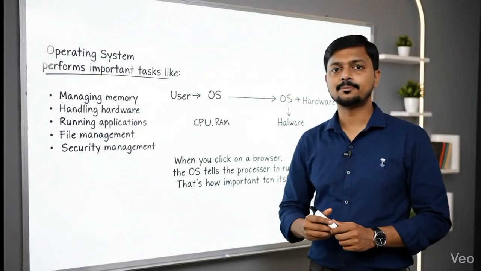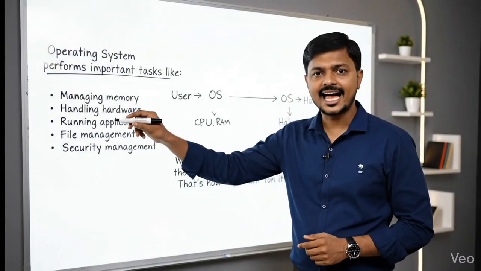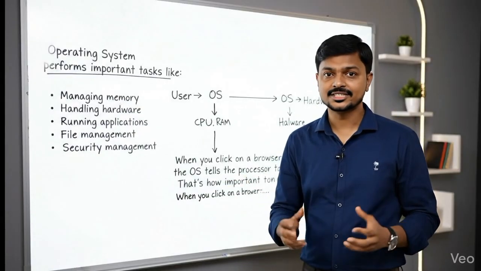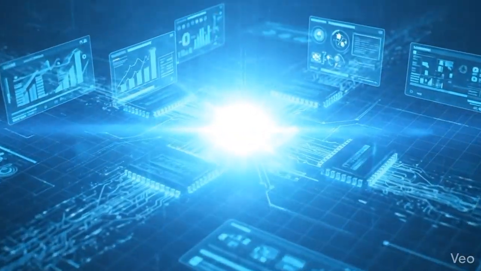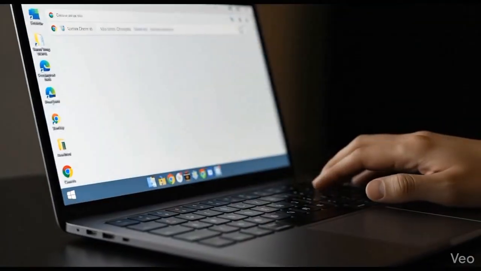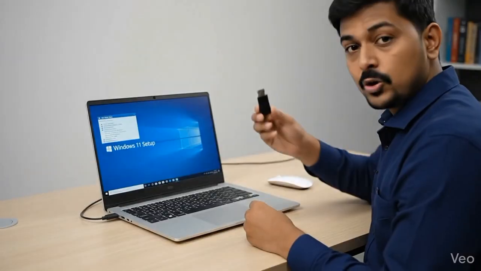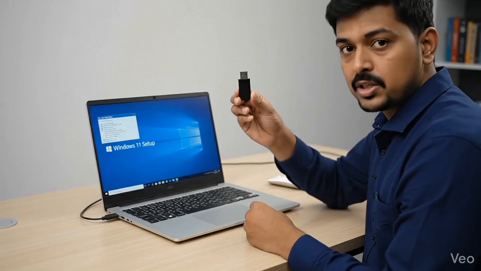Operating system performs important tasks like managing memory, handling hardware, running applications, file management, and security management. When I open Chrome, the OS allocates memory, gives CPU time, and manages background processes. You can install OS using a bootable USB drive.